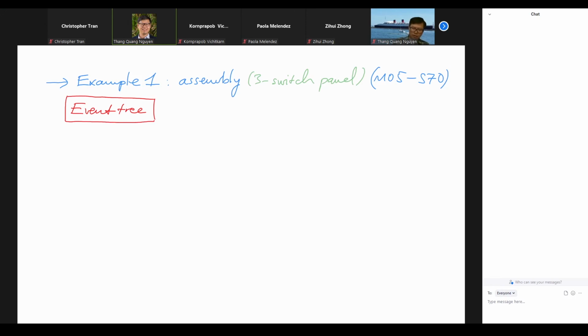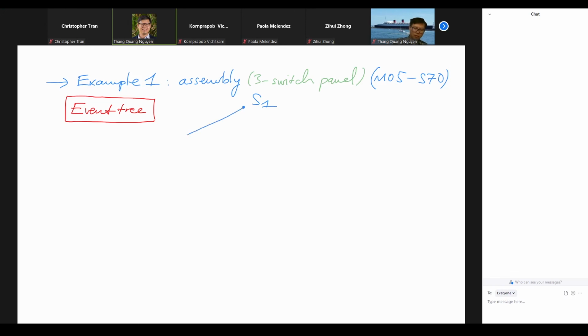Okay. So a unit will have to go through 3 stations. At the first station, they will put on the first switch. The second station will do the second switch, and the third station will put the third switch on the panel, right? So right now we are looking at the first stage right here, stage number 1.